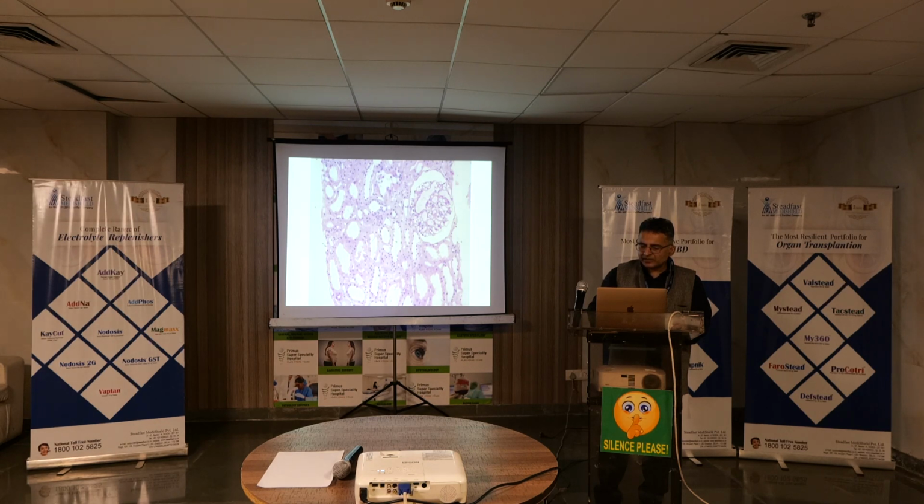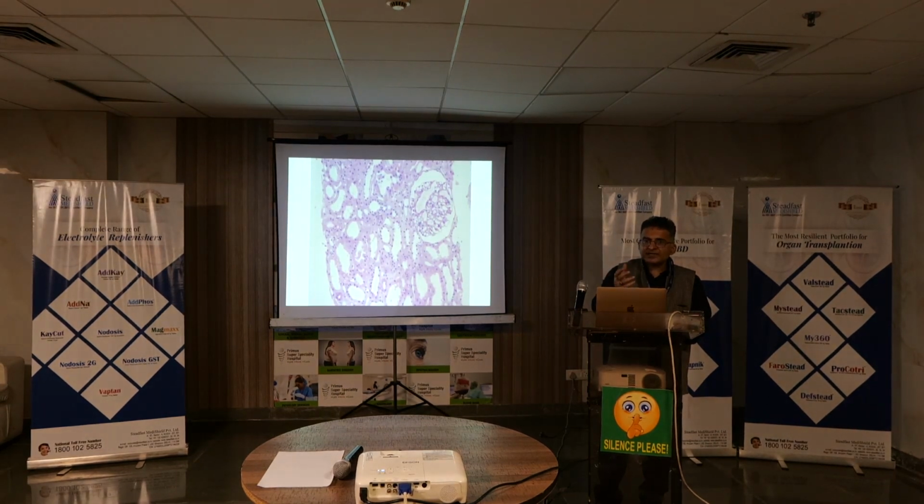We look at the tubulointerstitial compartment. And these are the tubules, and the intervening areas are the interstitium. You hardly see any interstitium because this is how a normal histology should look. All the tubules are arranged in a back-to-back manner. You hardly see any interstitium.